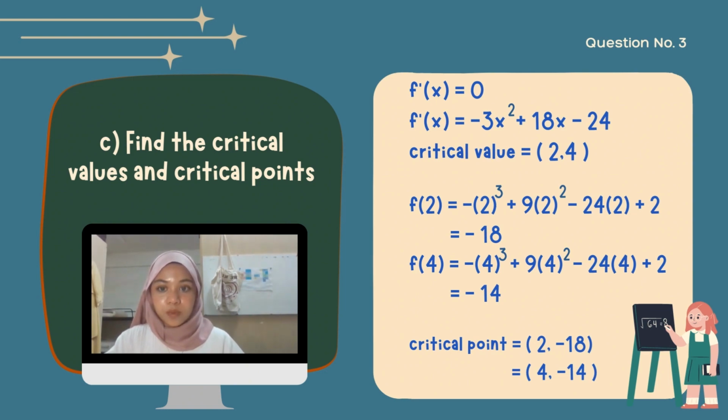So the first step, we're going to do the first critical value, which is f(2) equals negative 2 cubed plus 9 times 2 squared minus 24 times 2 plus 2. And the answer is negative 18. While for f(4), it is equal to negative 4 cubed plus 9 times 4 squared minus 24 times 4 plus 2. And the answer is negative 14. So the critical points are (2, negative 18) and (4, negative 14).